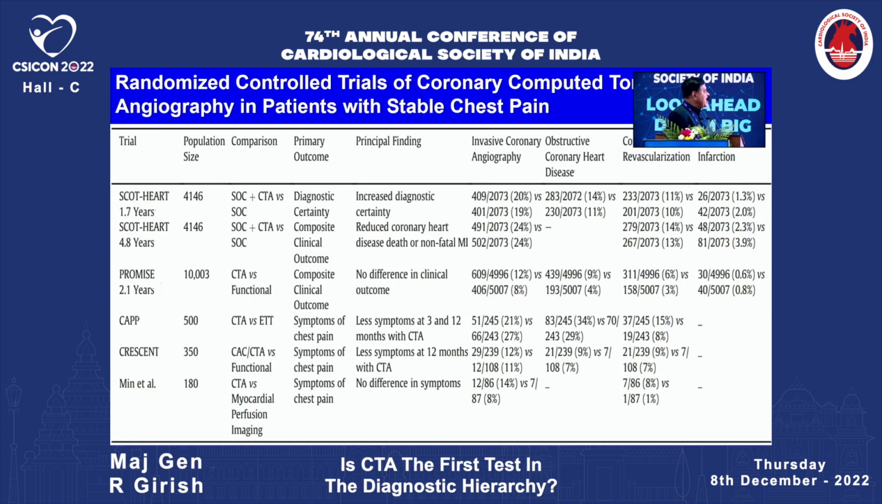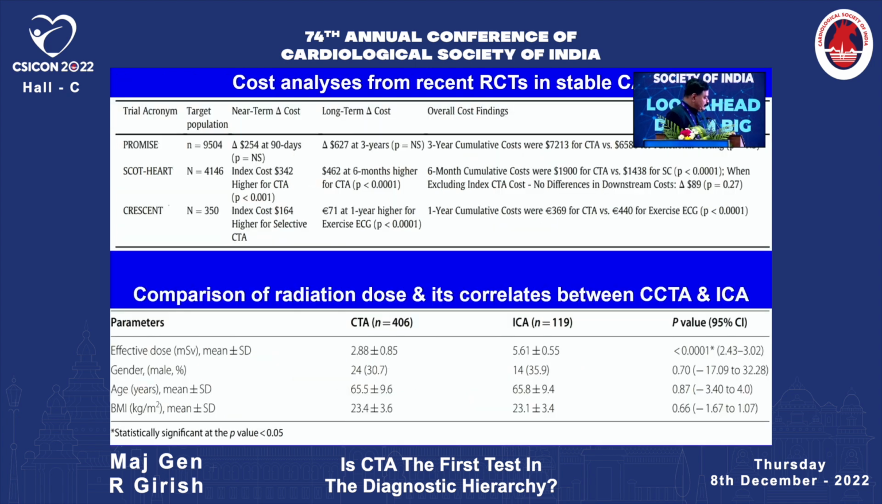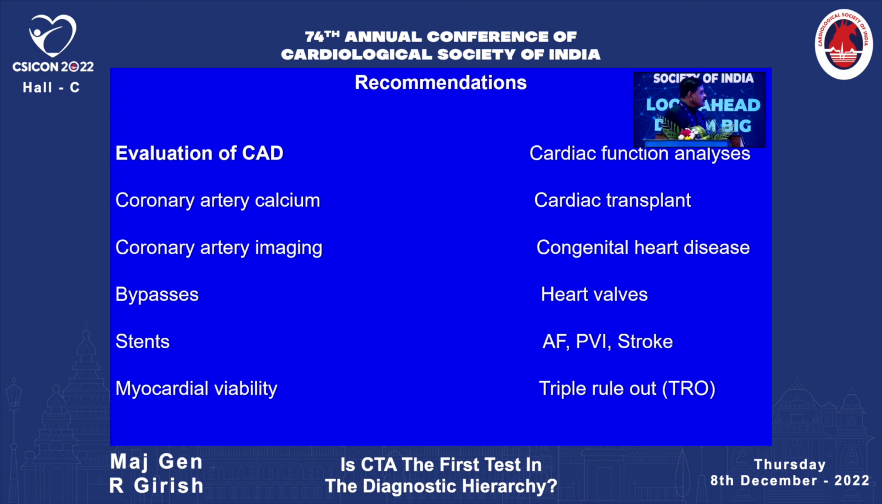These are various RCTs for CTA like SCOT-HEART, PROMISE, CAPP and CRESCENT. It was found to be cost effective and the radiation exposure was also less as compared to invasive coronary angiography. So these are the conditions where coronary CT angiography is recommended.